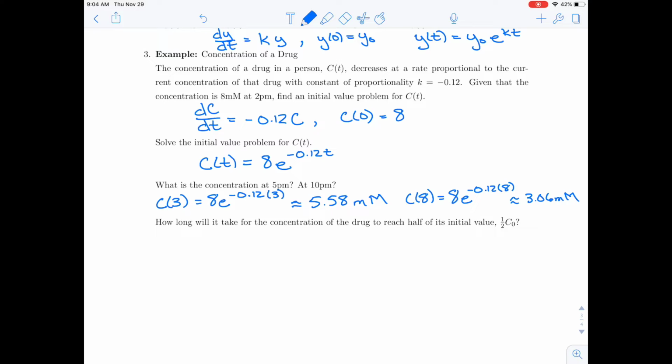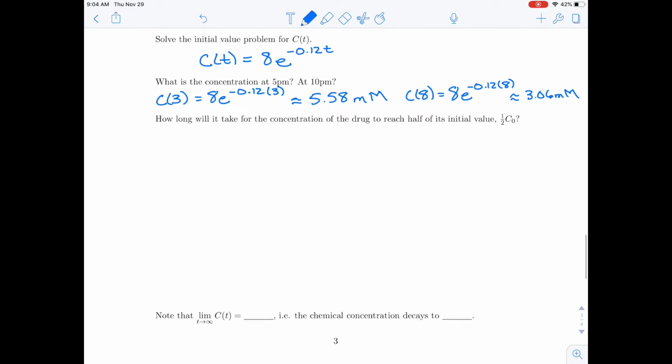A quantity that's often of interest is how long it will take the concentration of the drug to reach half of its initial value, or half of C0. So we will take the solution, 8 e to the negative 0.12 t, and set that equal to 4, which is half the initial value, and try to find t. So that tells us that e to the negative 0.12 t must equal 1/2 if we divide by 8.